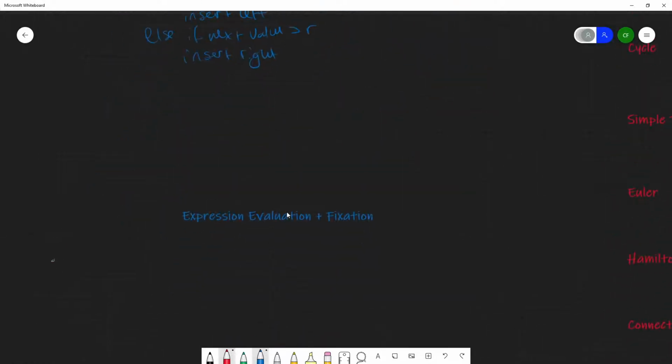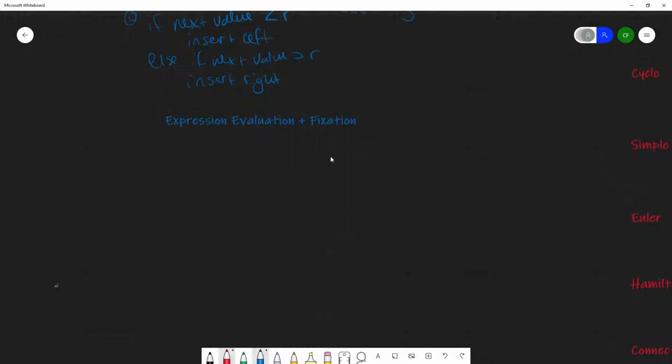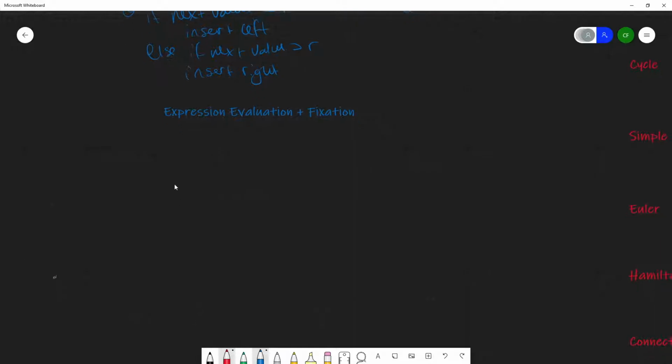Okay, this is one of my favorite things in computer science. The first thing I found that I really, really got excited about. It was such an interesting algorithm. And this is how you can evaluate expressions.